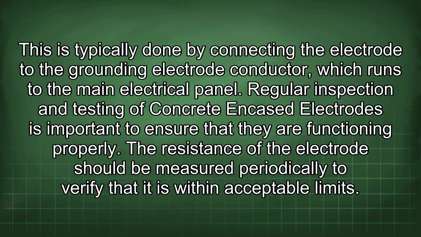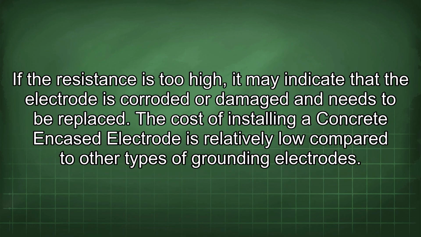Regular inspection and testing of concrete encased electrodes is important to ensure that they are functioning properly. The resistance of the electrode should be measured periodically to verify that it is within acceptable limits. If the resistance is too high, it may indicate that the electrode is corroded or damaged and needs to be replaced. The cost of installing a concrete encased electrode is relatively low compared to other types of grounding electrodes.